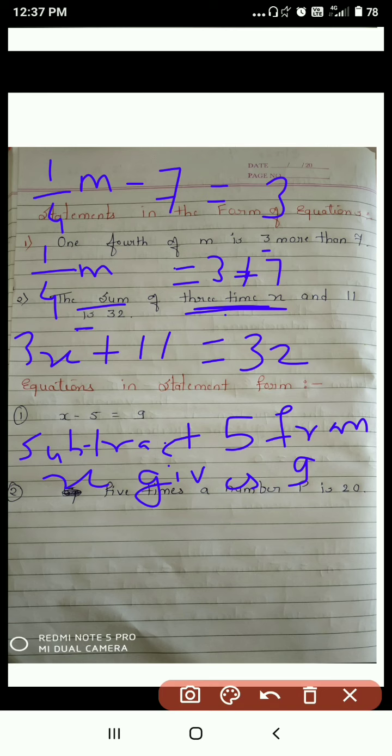Understood? Next question, 5 times a number p is 20. 5 times means 5. Times means multiplication. A number p, so 5 into p. Is means equal sign, 20. I hope you all understood how to make a statement from a given equation.